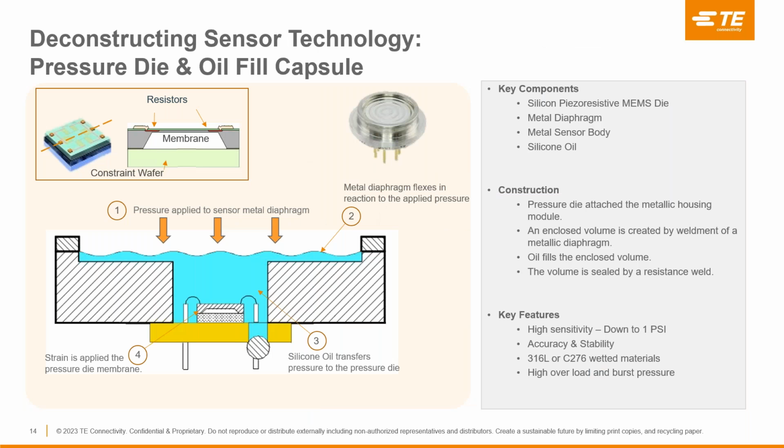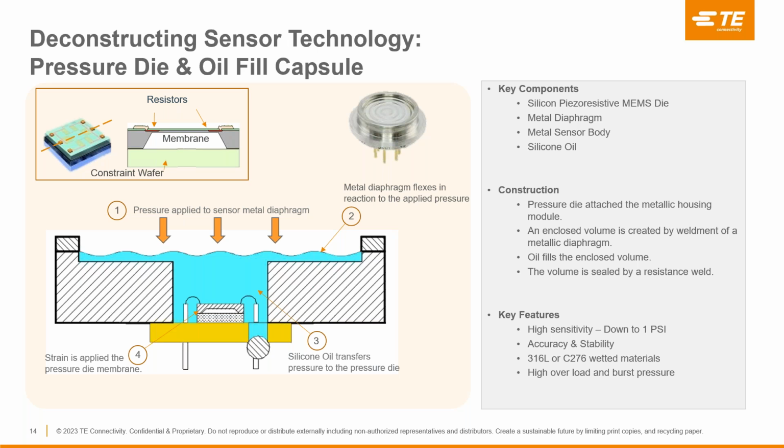So, pressure die and oil-filled capsules. The key components to this are the silicon piezoresistive die, metal diaphragm, metal sensor body, and silicone oil. The construction of the pressure die shown in the upper left consists of a silicon membrane and resistors which are implanted onto this membrane. As strain is applied to the membrane, the resistance changes. Depending on the design of the die and the processes used, often a constrained wafer is bonded to the silicon for mechanical support and stability.